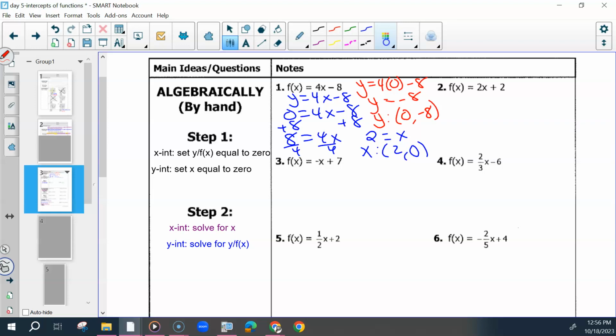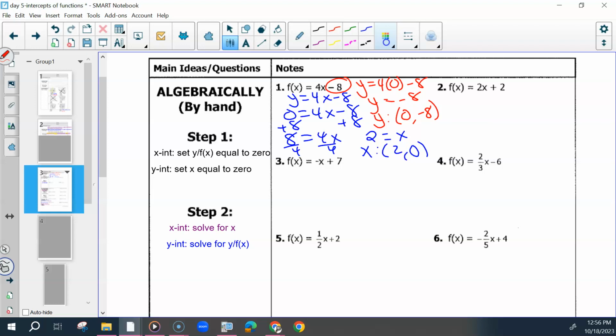With your y-intercepts, you don't have to do this work if this is in y equals mx plus b format, which it is. So you could just look here, that would be your y-intercept, and put that as an ordered pair. Wait, where did the 4 and the 0 go? What's 4 times 0?